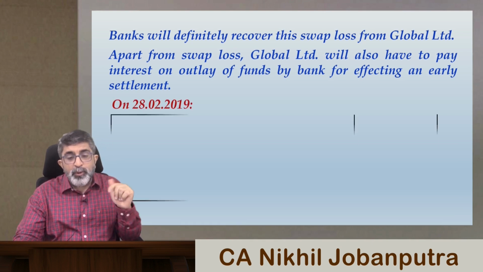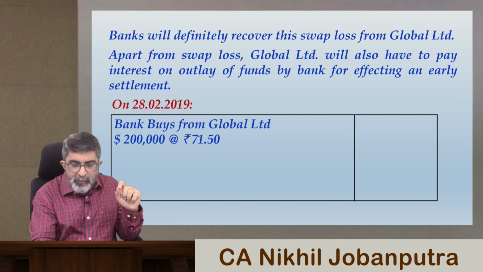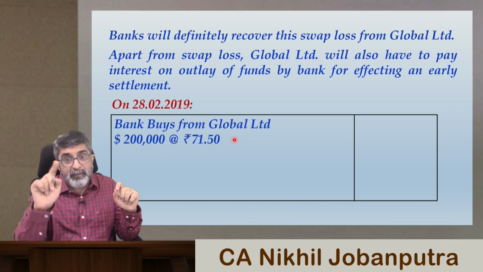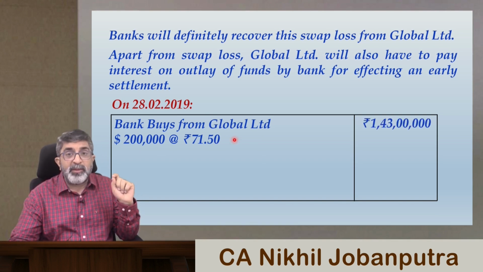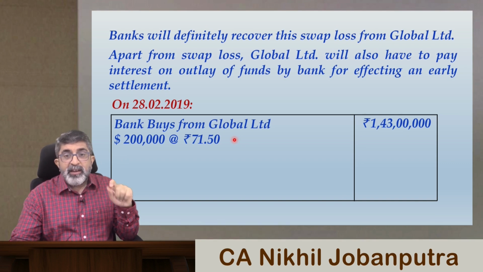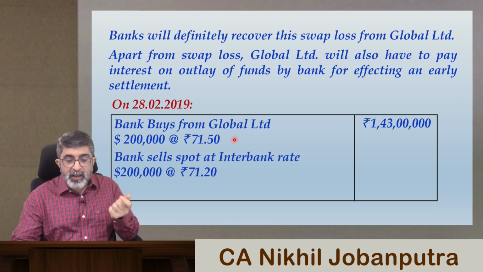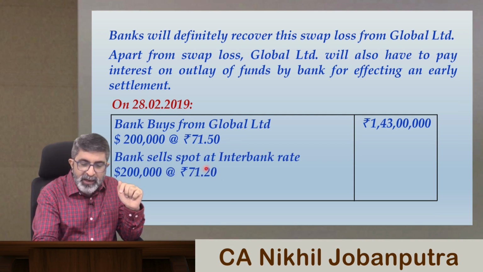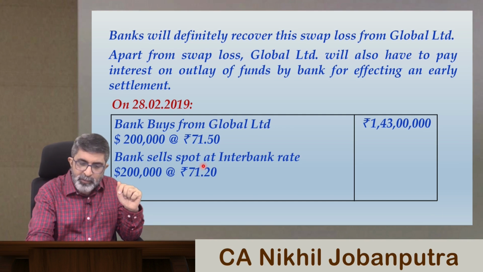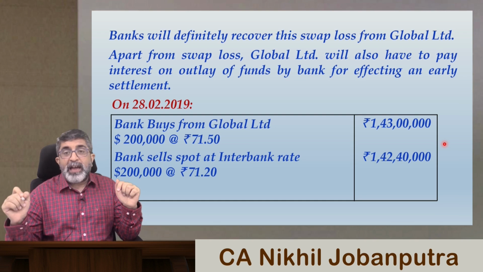So how would you compute that? On 28th February 2019, the bank buys from Global Limited $2 lakh at 71.50, which it has promised, correct? 1 crore 43 lakhs is what the bank will pay to Global Limited, and the bank itself will recover how much from the forex market by selling $2 lakh in the forex market at the interbank spot bid rate, which was 71.20. The bank will recover 1 crore 42 lakh 40,000.